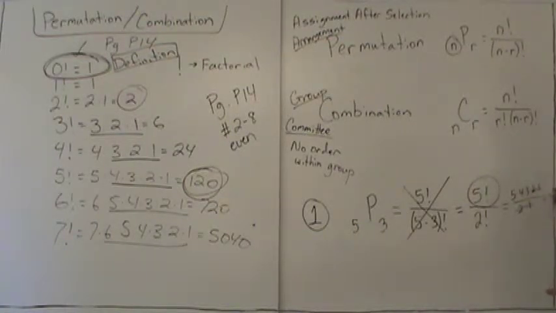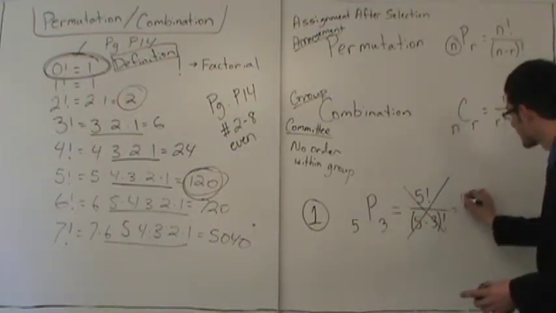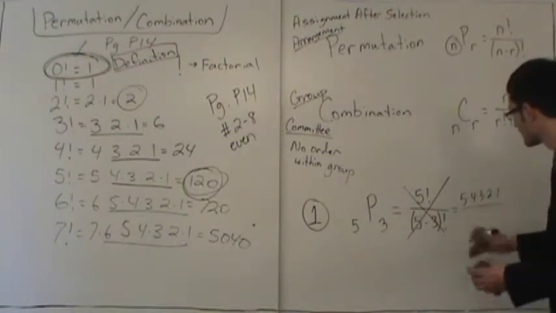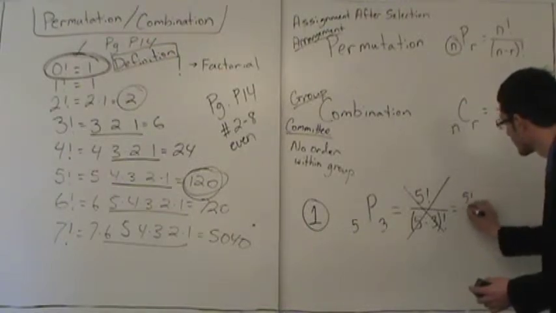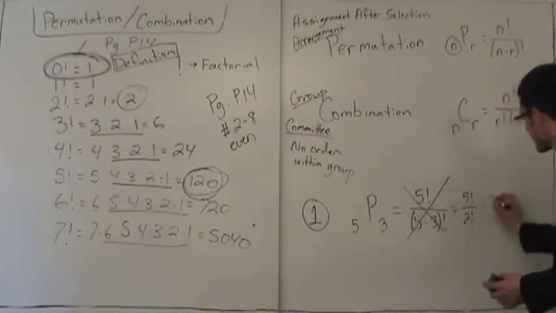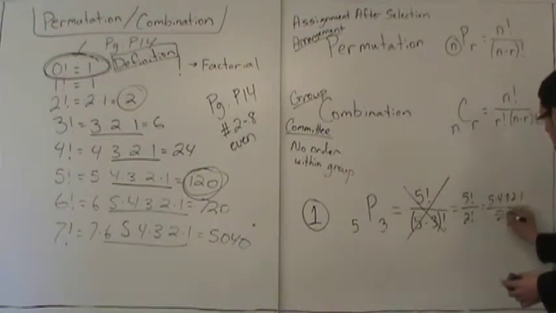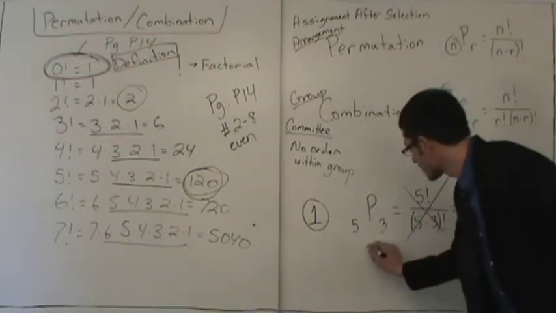And we get an answer of what? 60. I'm going to have to erase back because I'm out of space. 5 factorial over 2 factorial equals 5 times 4 times 3 times 2 times 1 over 2 times 1. These cancel, leaving 60.